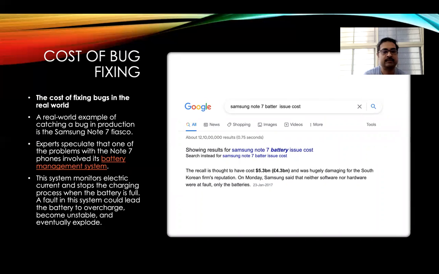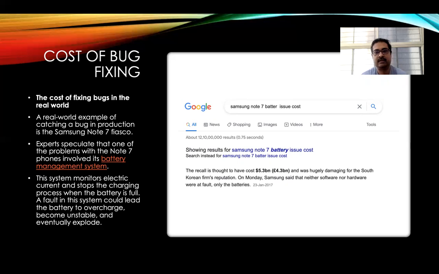You guys might have known about the Samsung Note 7 fiasco, where you were not supposed to carry the Samsung Note 7 on a flight because the battery was getting overheated, and there were some catching fire incidents. That happened because there was some design issue where the software was not able to detect that the battery was getting overcharged, and it was released to the market, and customers were reporting that the phone is getting overheated, it was catching fire. So Samsung had to recall the whole Samsung Note 7, and it cost them almost $5.3 billion. That's a huge amount of money, $5.3 billion, right?